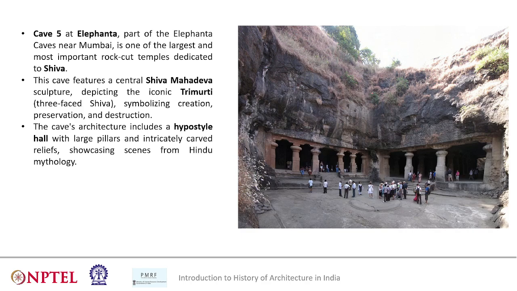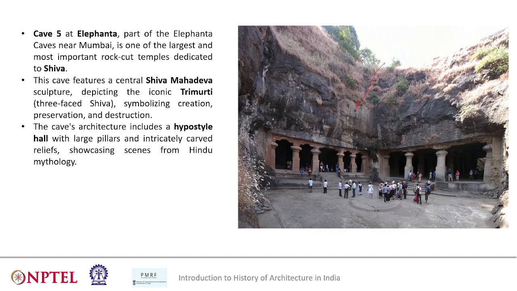And the last option that you had seen was cave 5 at Elephanta. So Elephanta cave is near Mumbai, and this is again one of the largest and one of the very important rock cut temples which is dedicated to Lord Shiva. As you can see over here, from the image you might not be able to understand the interior entirely, but yes, you can get an understanding of how these caves were carved out of the rocks. And this cave's architecture basically includes a hypostyle hall.